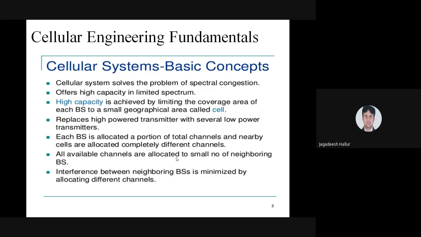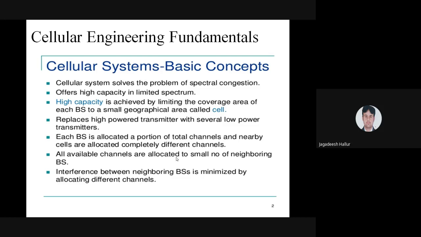For higher capacity with limited spectrum, it replaces a high power transmitter with several lower power transmitters. It is going to replace many higher power transmitters with many lower power transmitters. Each base station is allocated a portion of the total channels. If one cell is there, the base station is also located at its own cell. The number of channels allocated at the base station of A1 is different from B1, and the number allocated at C1 is different.